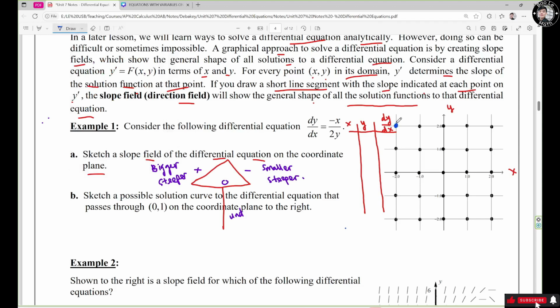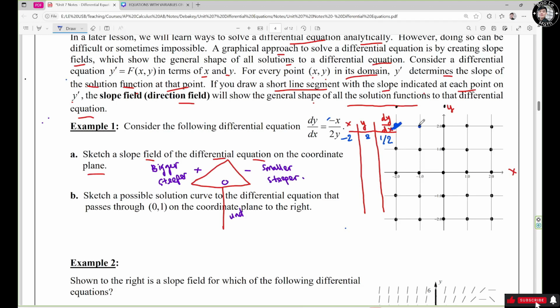Now we're going to start from this point, s equals negative 2, y equals 2. Then we substitute over here. Alright, so dy over ds equals 1/2, right? So does that mean rise equals 1, run equals 2, right? So you go up by 1, go to the right by 2, right? So you're going to connect this guy and this guy. So the tangent line should be something like this.